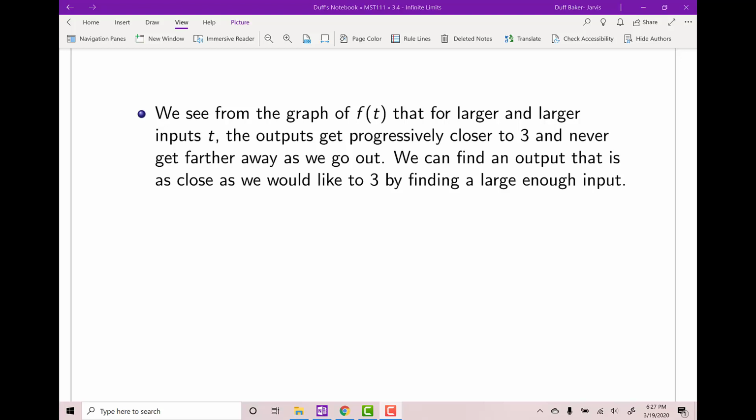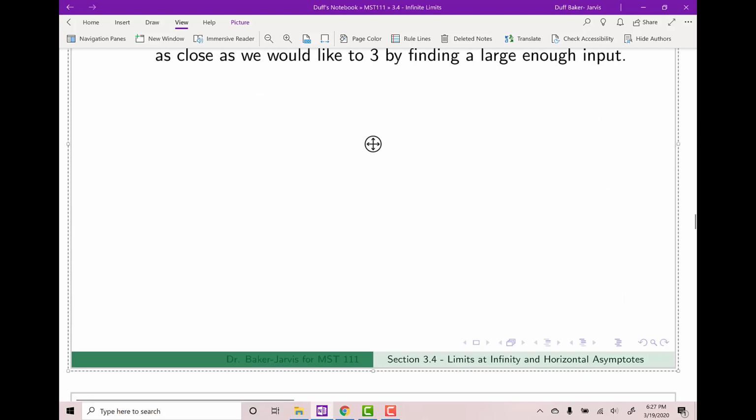So what we were saying is that from the graph, for larger and larger inputs t, the outputs get progressively closer to 3 and never get farther away. That's an important point. We can always find an output that is as close as we would like to 3 by finding a large enough input.